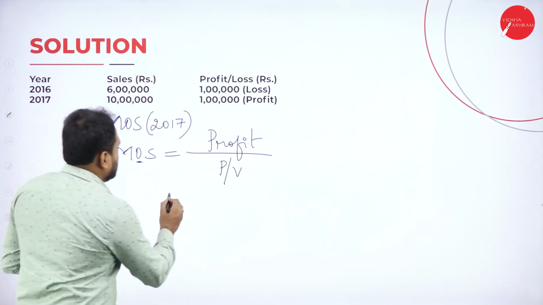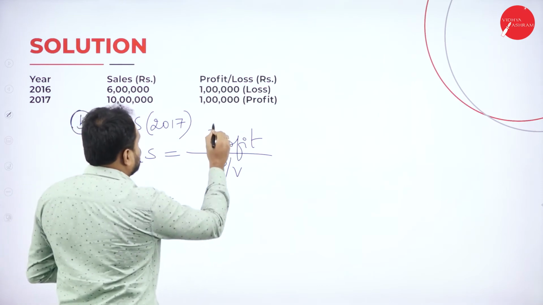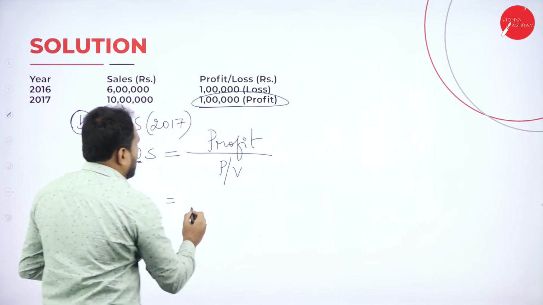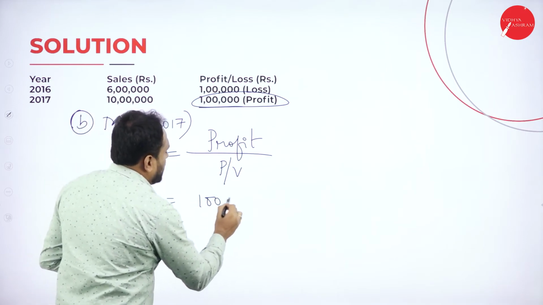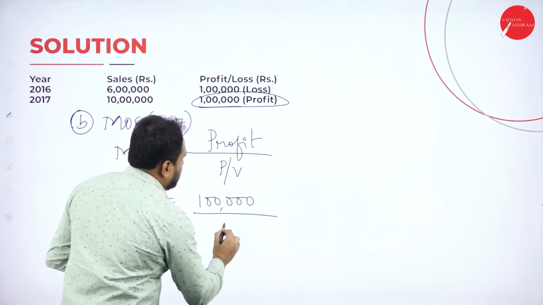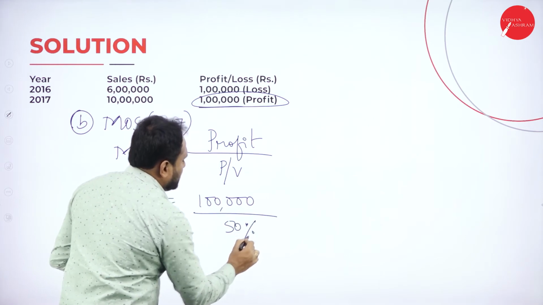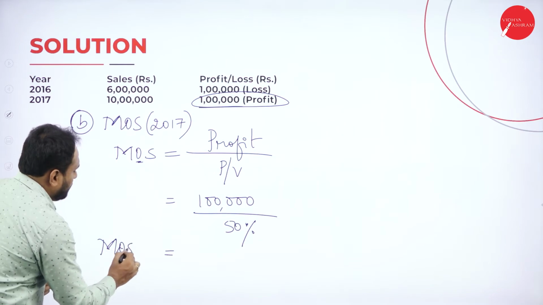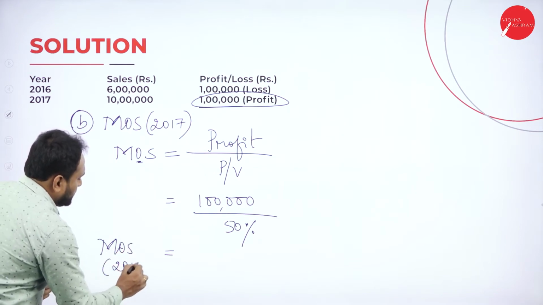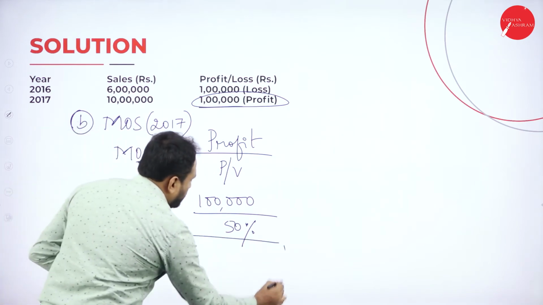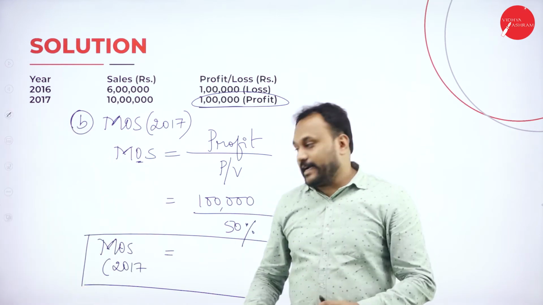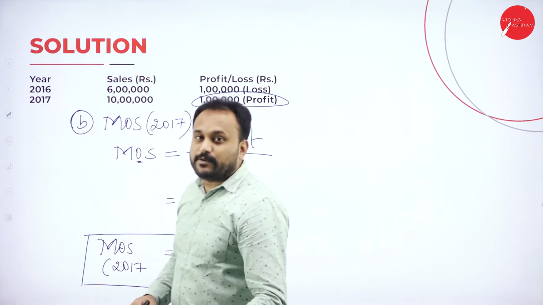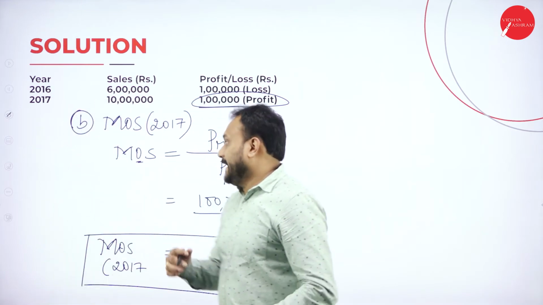Now here you are supposed to substitute. Profit is how much for 2017? 2017 profit is how much? 1 lakh. So I'll write here 1 lakh divided by 50%. So is equal to, this is what is MOS of 2017. So this is what your homework is. I want you people to actually calculate and message me the answer of MOS of 2017. Let's go with the next question here.